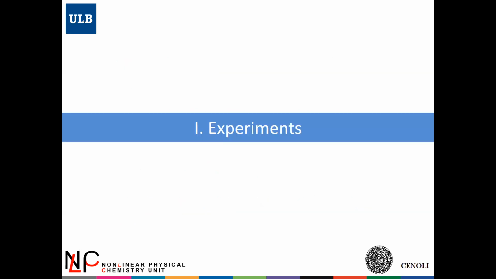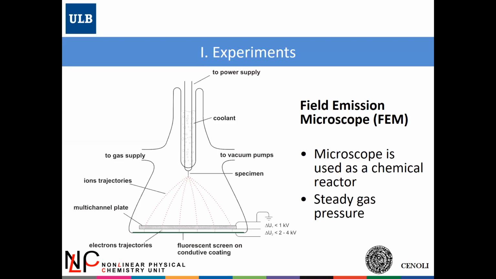Before I can do that, obviously I need to say a few words about the experiments, because there are not so many experimental techniques that allow one to follow in real time the dynamics of reactions at the nanoscale. The experimental setup that we have been using is called the field emission microscope. The principle is not very complicated. One has a sample that is usually a metallic tip, like a very thin needle, called the specimen on this graph here. And this is placed in a reactor at very low pressure.